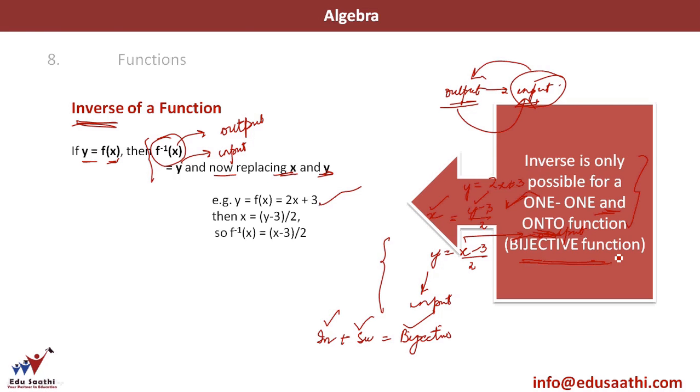Inverse means from an output you are able to find the input. If it is an onto function, onto means for every output there is an input, and for every output there is only one input, so that there is no ambiguity associated with an input. So there has to be a unique output for every unique input. It has to be a unique case in all these respects.